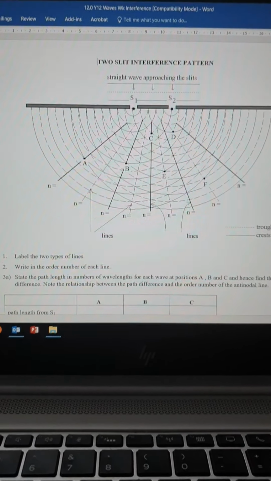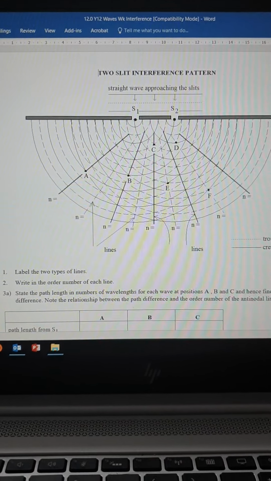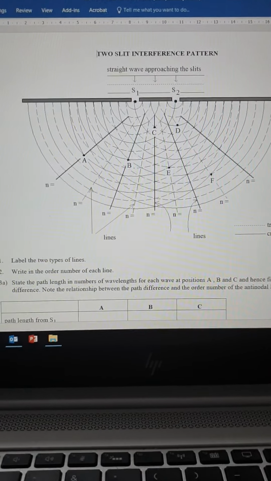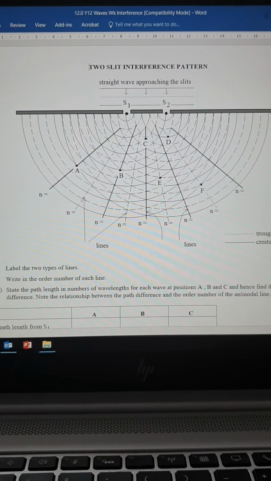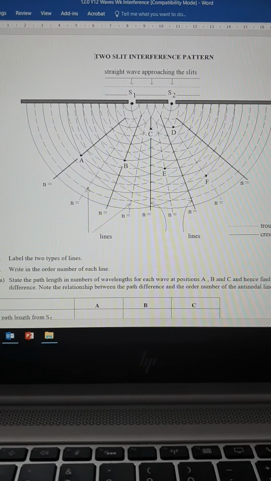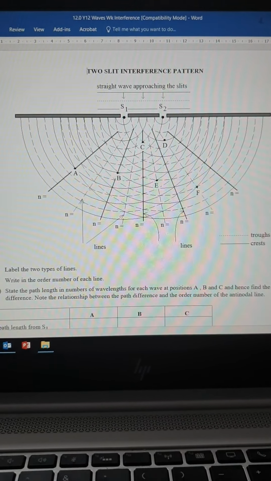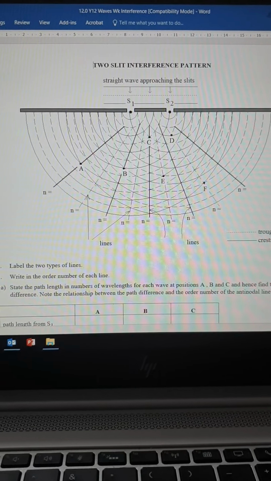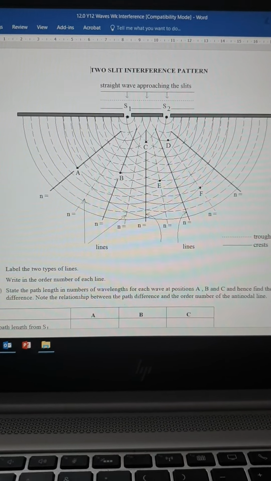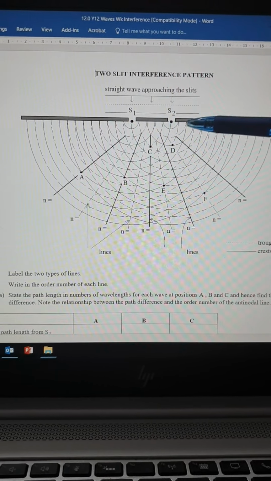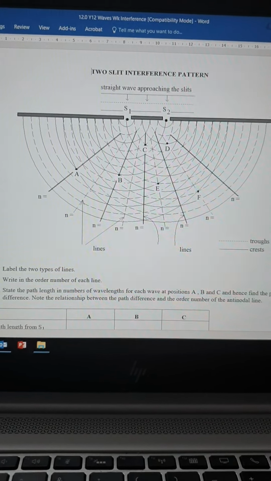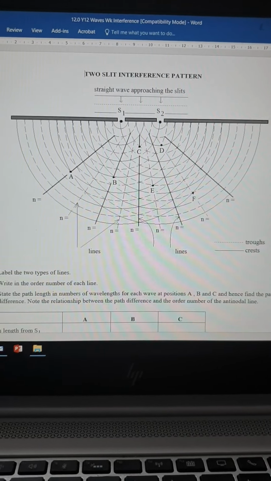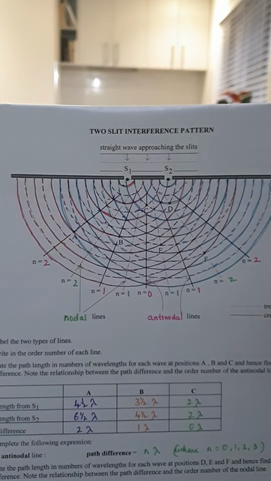Hi everyone. This is just a video to explain what to do with this worksheet, which says two slit interference patterns. You will find it as one of the attachments I sent you for waves. What I have done is these are two slits, 1 and 2, and there are circular wavefronts coming out. I've color coded them on paper, which makes it a bit easier, so I'll just show you what I've done.